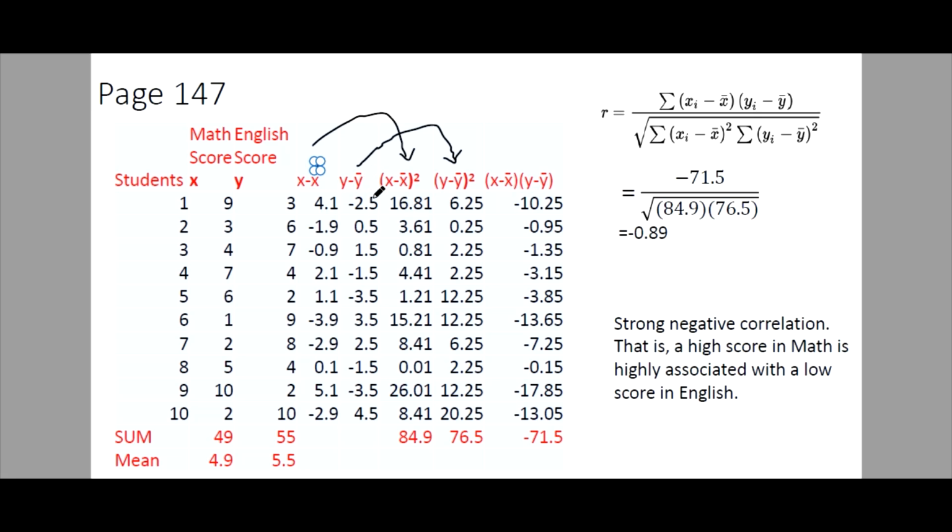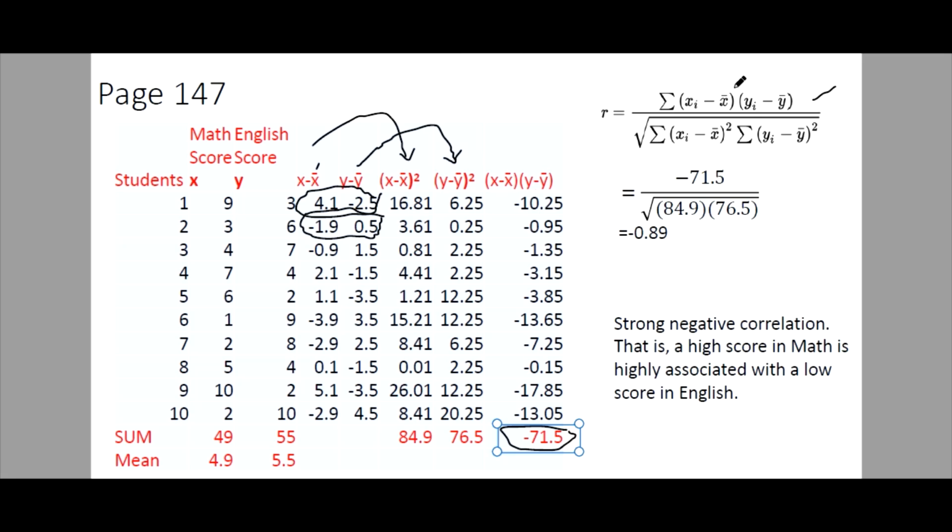And last is to multiply these two columns. 4.1 times negative 2.5, we have negative 10.25. Negative 1.9 times 0.5, we have negative 0.95, and so on. Okay, so now we're ready to substitute these values. So the numerator is actually the sum of the last column, which is negative 71.5.